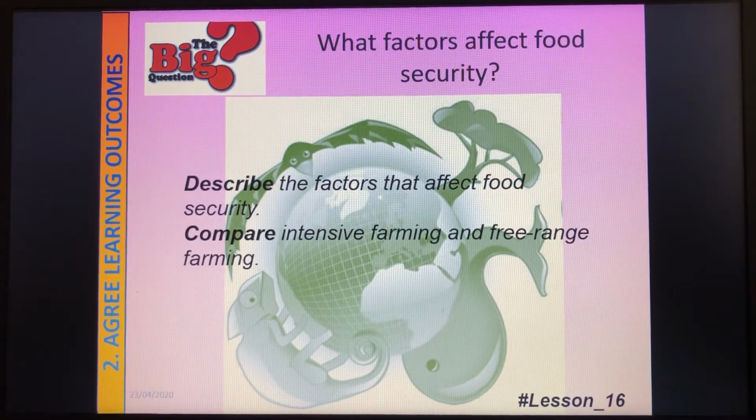Now in this world that we live in, there is an increasing population year on year, and what we're looking at is what can we do to supply as much food as possible to feed all the people who are living on the planet, and that's what we mean by food security. So what factors affect food security?